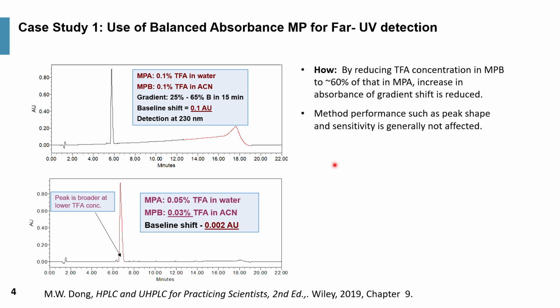Now, when you do that, the method performance, such as peak shape and also method sensitivity, is generally not affected at all. So there's really no consequence on the chromatogram.